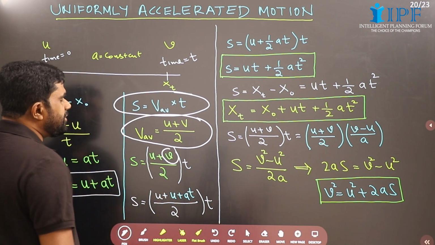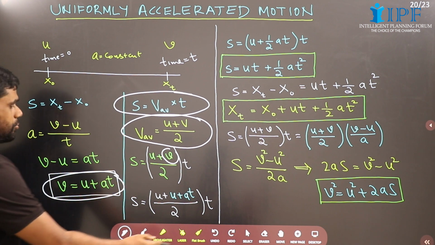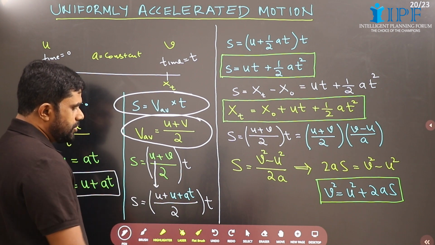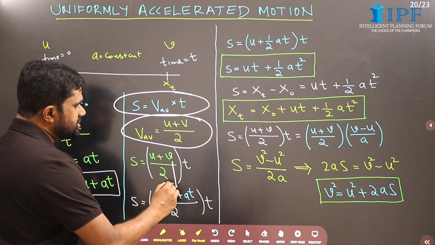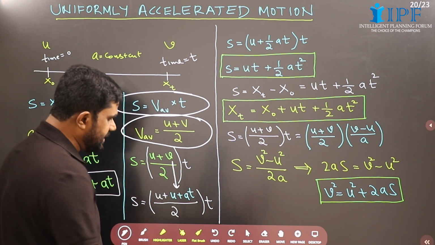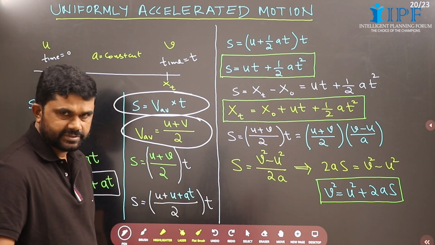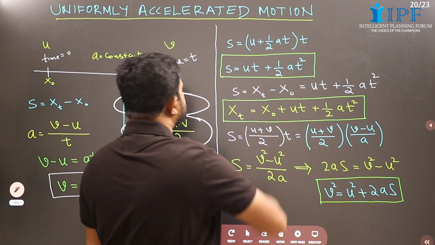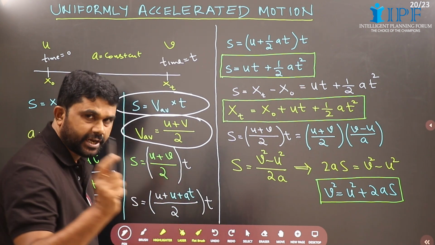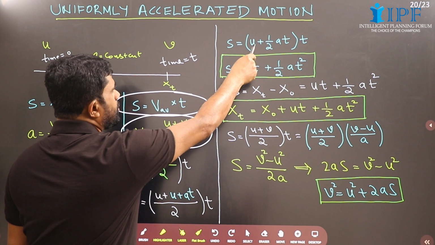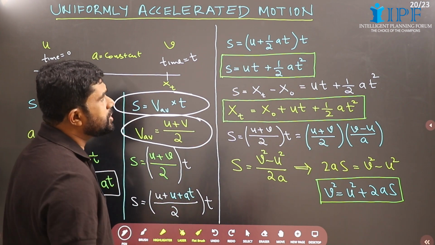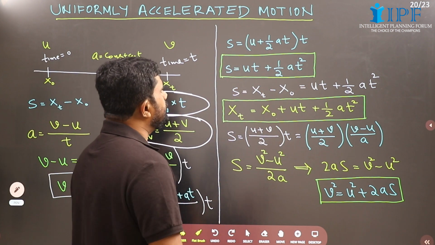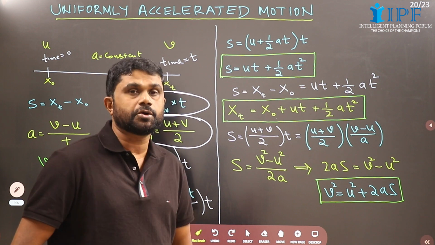Now this v can be replaced by v equal to u plus at. See, s equal to u, I have written like this. Now instead of v, I can write u plus at, whole divided by 2, that gives the average velocity, into t will give you the displacement. So s equal to, inside the bracket u plus u, that is 2u by 2, will be u only. Here u, then at by 2, that is half at, and outside the bracket there is t. When you multiply this, you will get ut plus half at square. s equal to ut plus half at square.